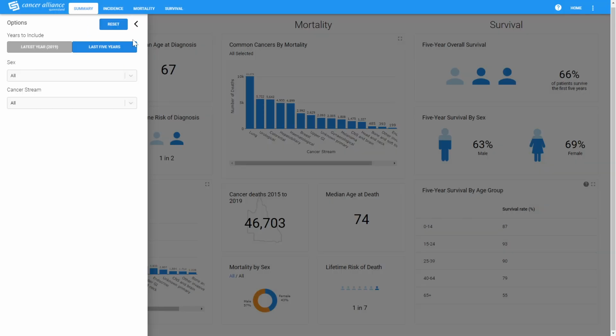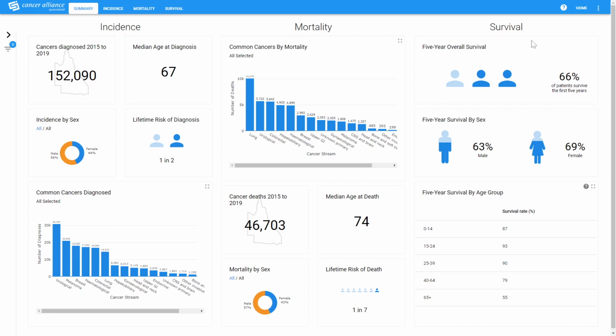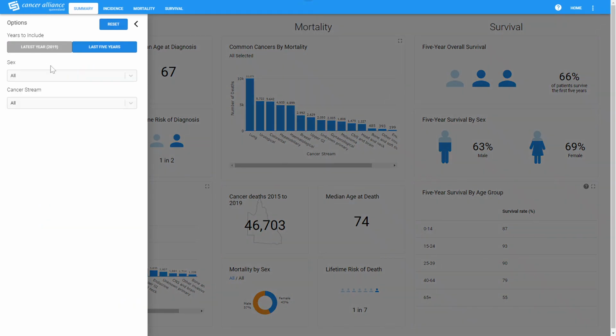Now there is some limited filtering that's available for the summary data. Let's just take a look at the summary data first. We've got incidence data on the left. There's a column here for mortality data. And then on the right hand side we have survival data. Let's just pop those options back open again.